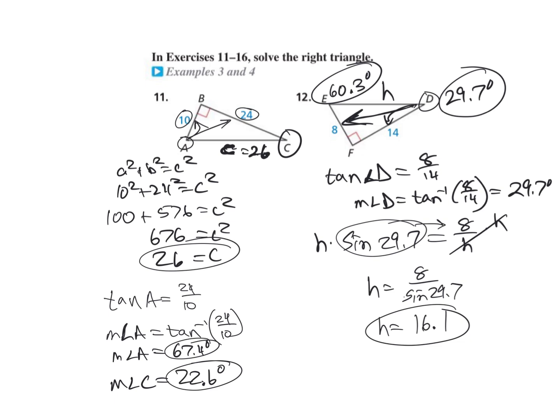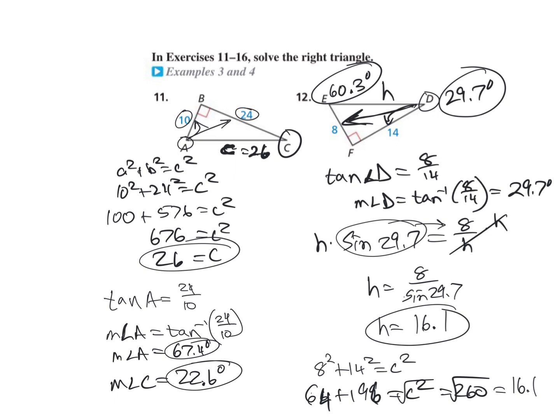8 divided by the sine of 29.7 equals 16.1. Just to show you this works, let's do the Pythagorean theorem. 8 squared plus 14 squared equals c squared. So 64 plus 196 equals c squared. 64 plus 196 is 260. Take the square root of both sides. The square root of that is, look at that, 16.1. So there are multiple ways you can get your answers.